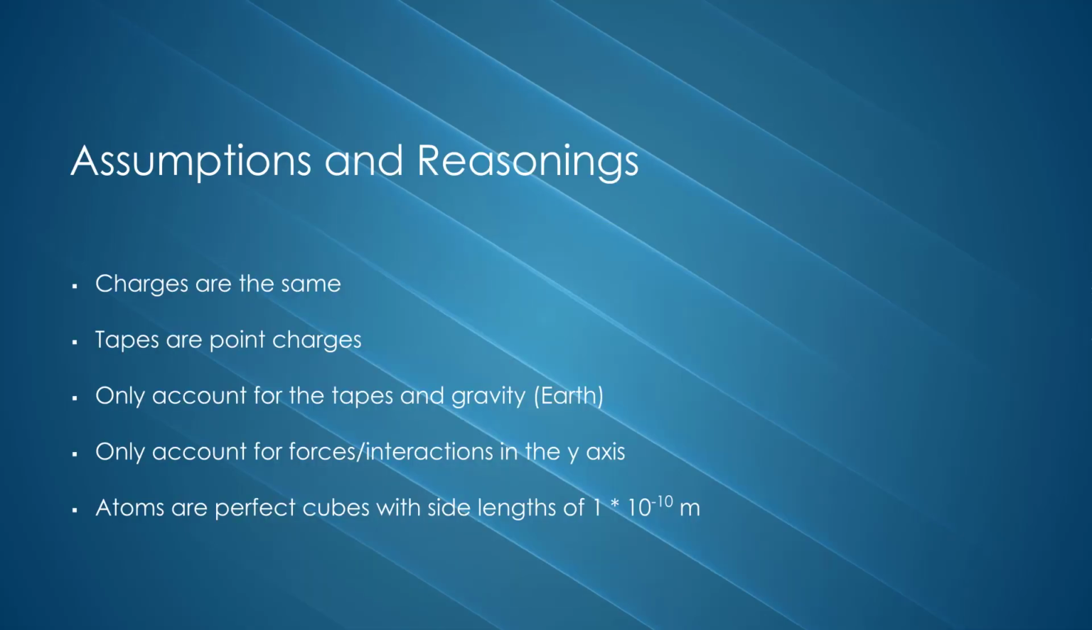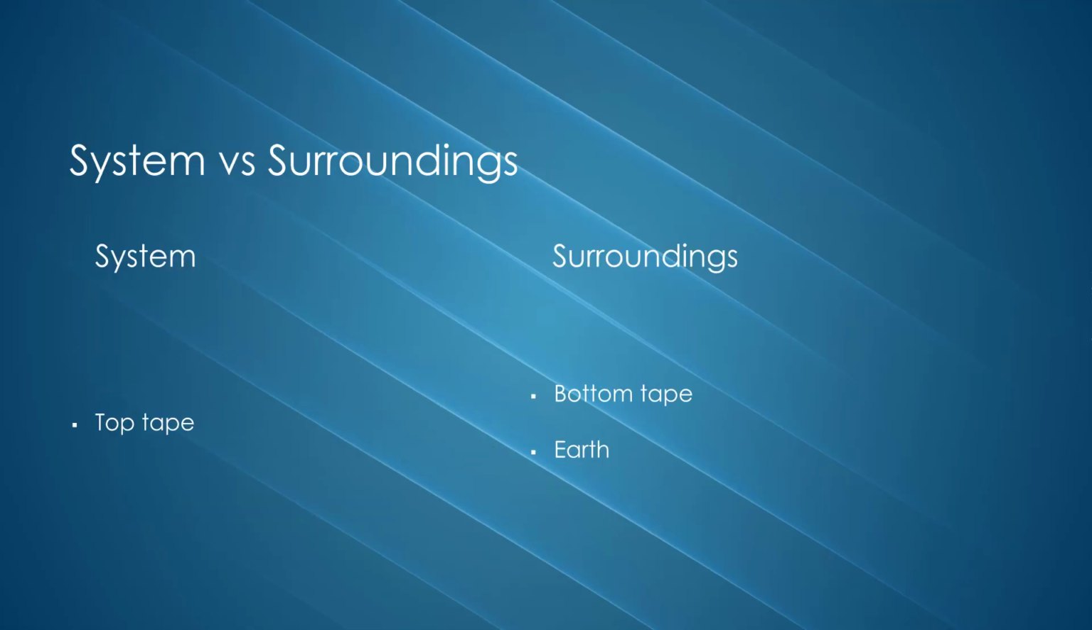Assumptions and reasonings. We are interested in static equilibrium because we want to do calculations when the momentum of the tape is not changing. Additionally, for simplicity reasons, we will say that the charges of the two tapes are exactly the same and that each tape can be modeled as a point charge. We'll also say that we are only concerned about the electric force between the tapes and gravity from the Earth.